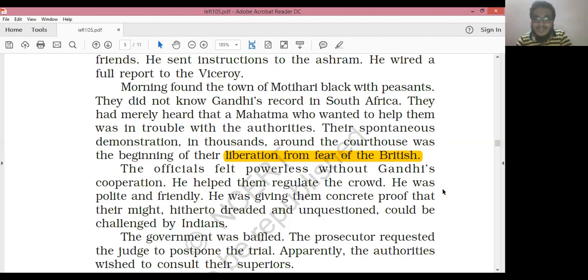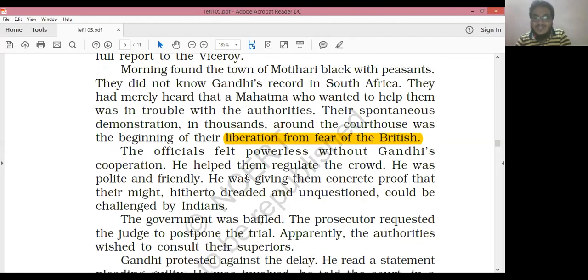So he was polite and friendly. He was giving them correct, concrete proof that their might, hitherto treated as unquestioned, could be challenged by Indians. And students, underline here.